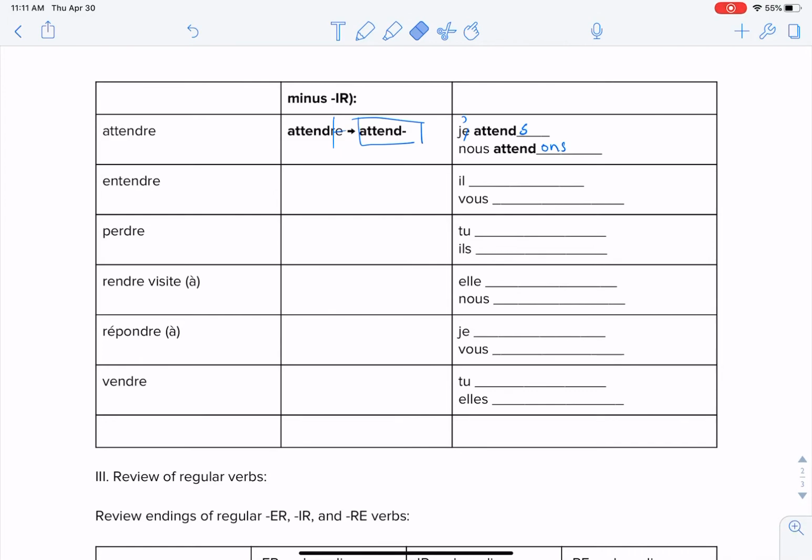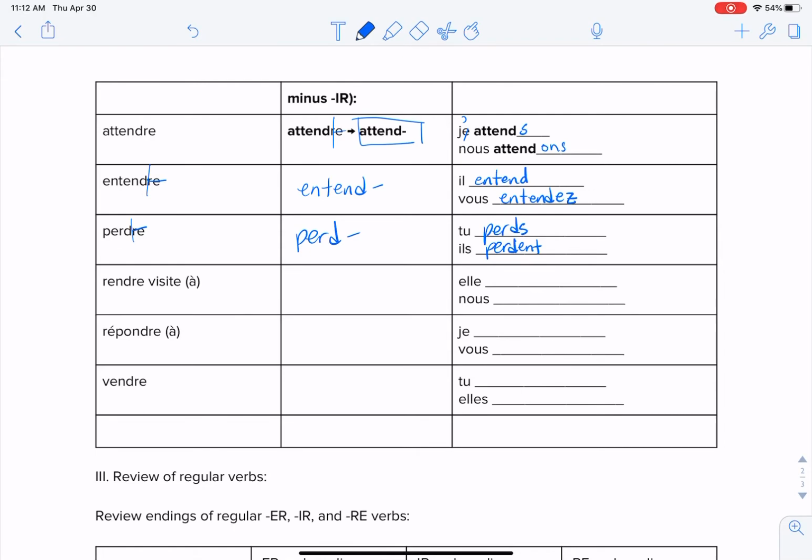Entendre. Chop off the RE. So our stem is entend. Il entend, remember we don't add an ending there. Vous. The ending is easy. Vous entendez. Vous entendez la musique. You hear the music. Perdre. My stem is perd. Let's try that over. So perd, perd. The tu ending is S. Il ending ENT. Tu perds. Ils perdent. Ils perdent le match. They lose the game.